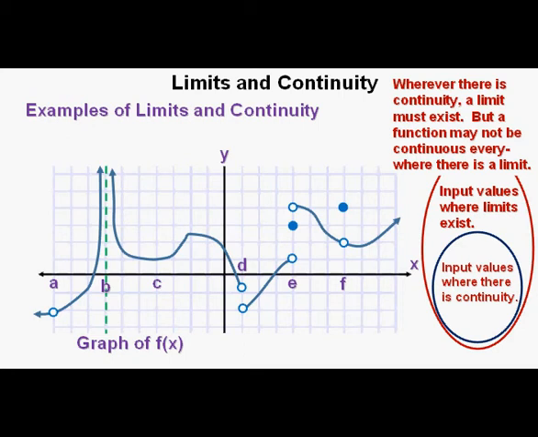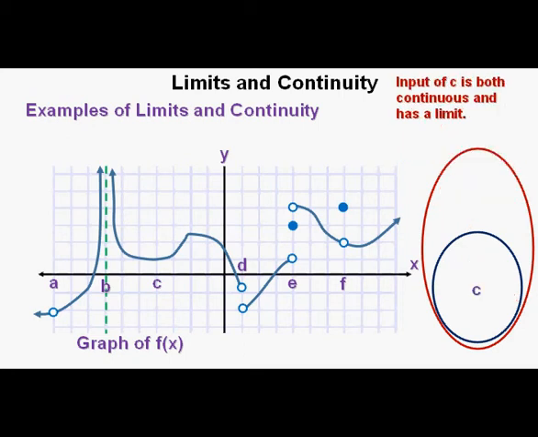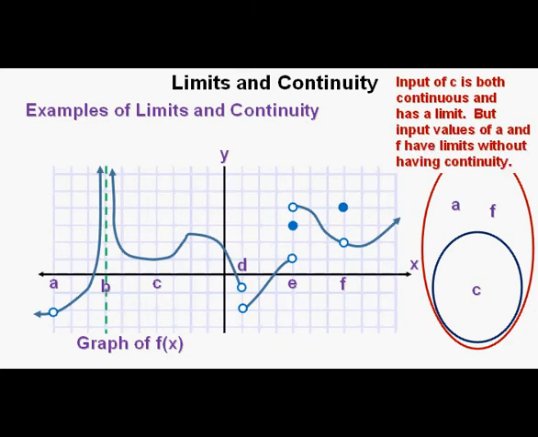For example, in these instances of continuity and limits we just went over, a through f, the only input value where a function is both continuous and has a limit is c. But the input values of a and f each have limits without the function being continuous at these values.